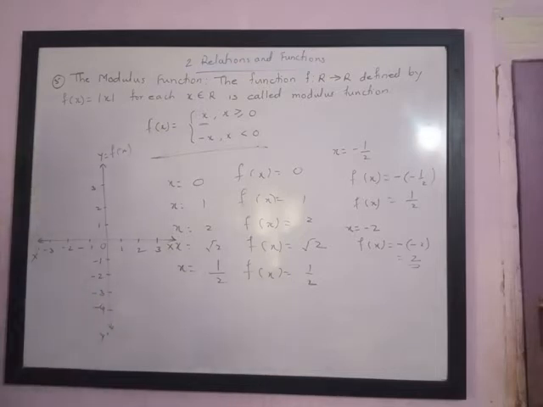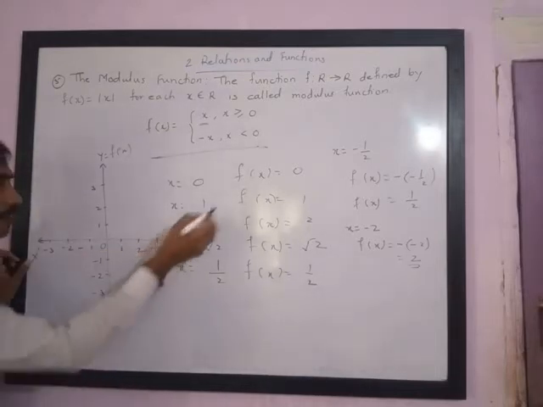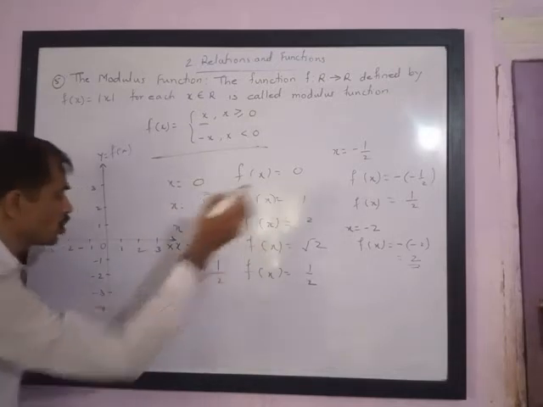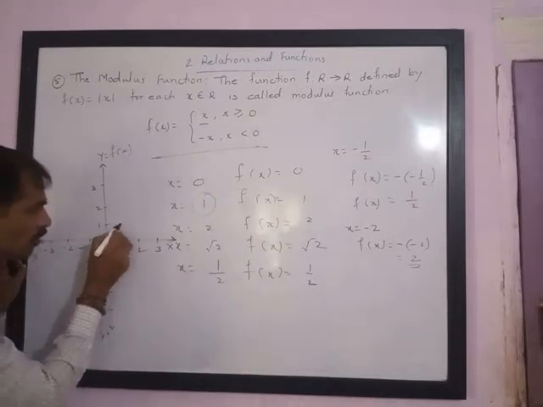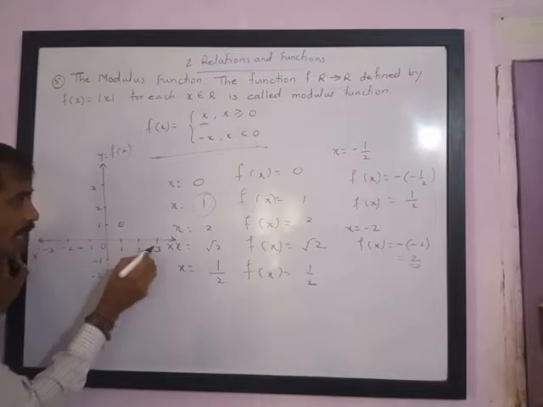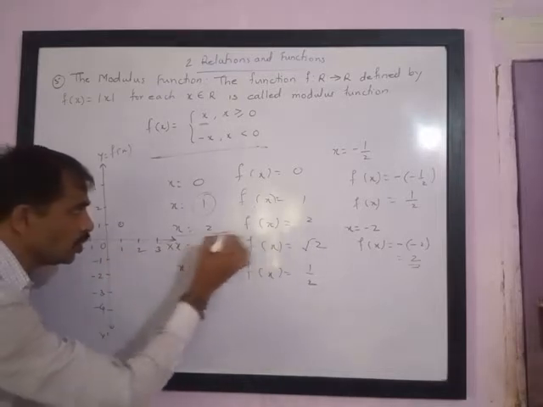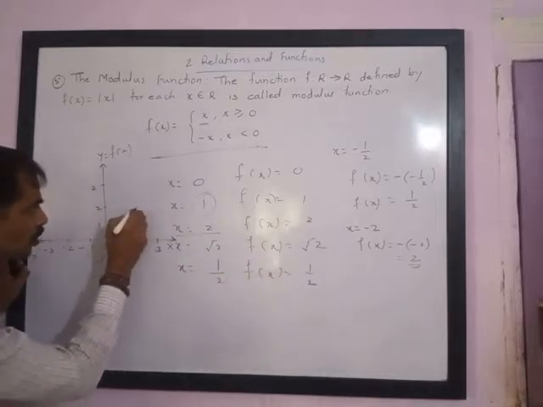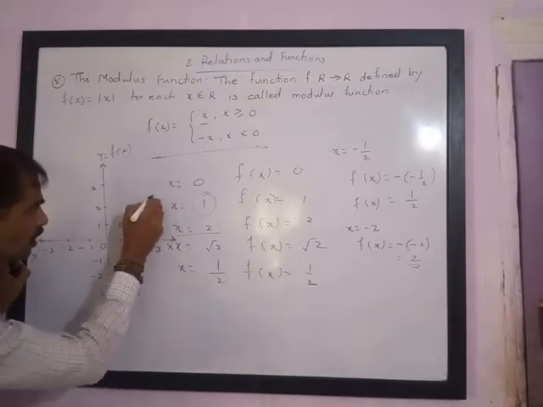Now please try to understand. Whenever x is 1, f of x is also 1. Whenever x is 2, f of x is 2. Whenever x is 3, f of x will also be 3.